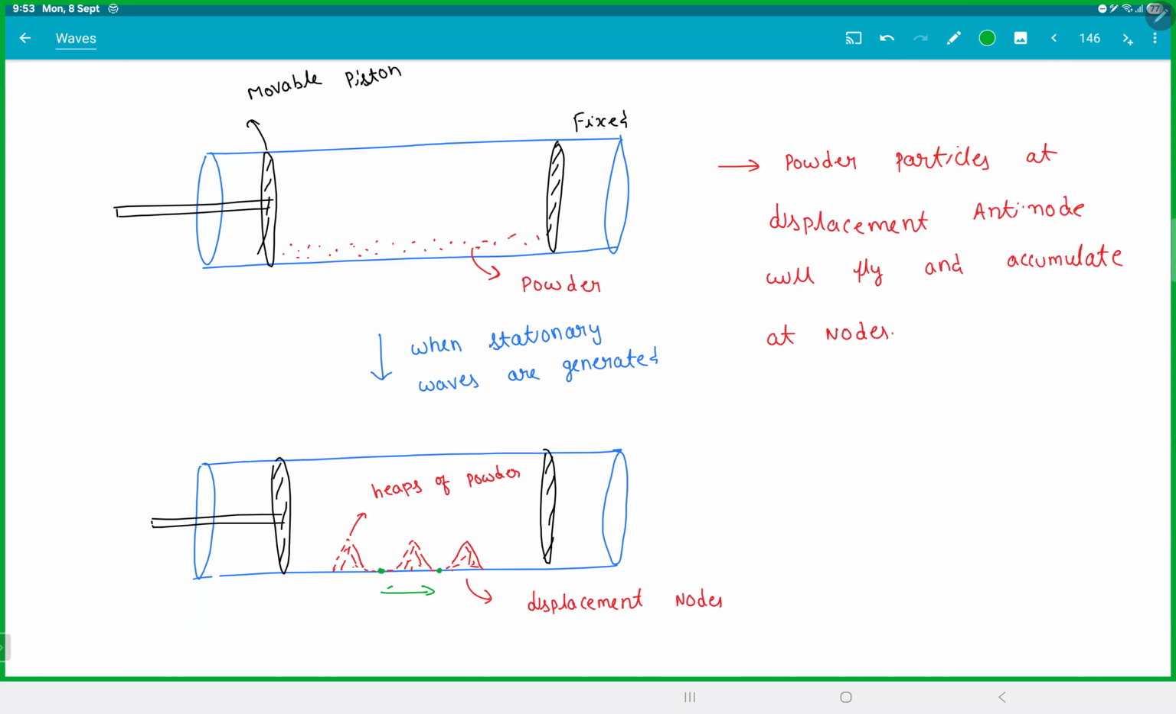This would be lambda by 2, isn't it? Because distance between node to node is lambda by 2. And then you're done, same story. You know lambda, so speed of sound is equal to f lambda, you get the speed of sound. So this is kind of like Rubens' tube, the fire thing, but without fire. It's more safe. Is this making sense? And how does this look like?